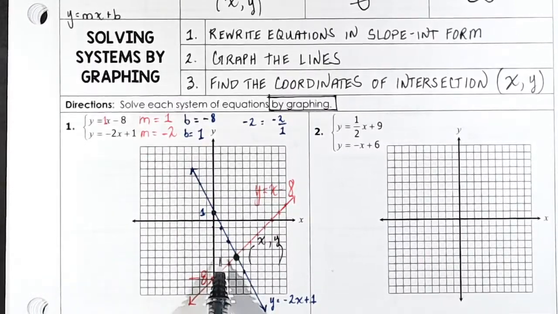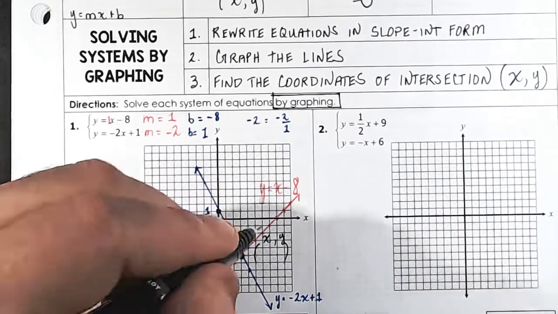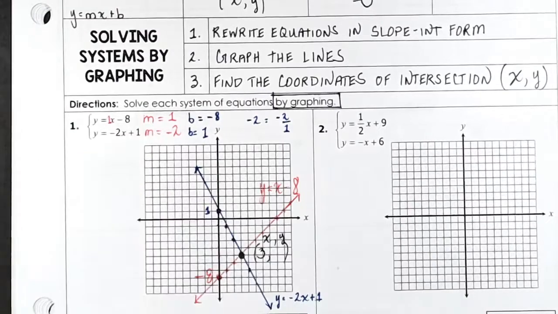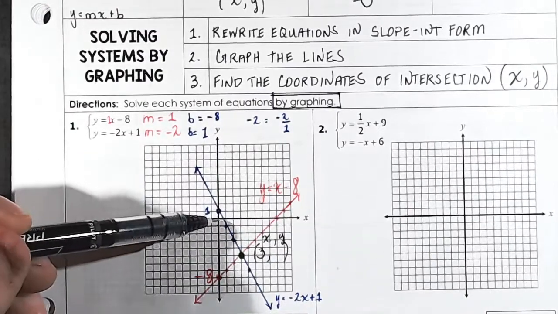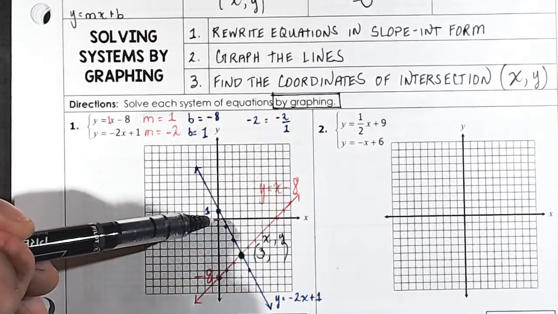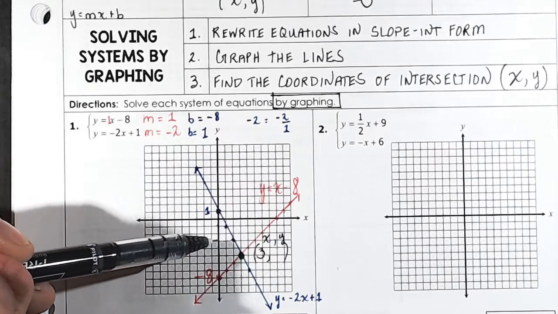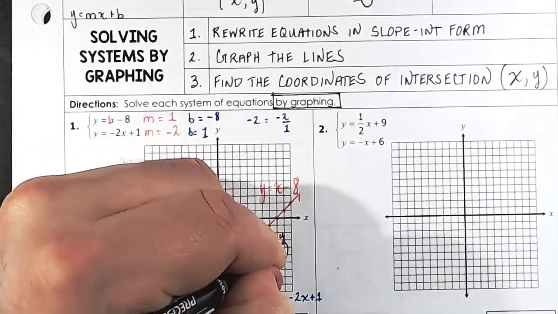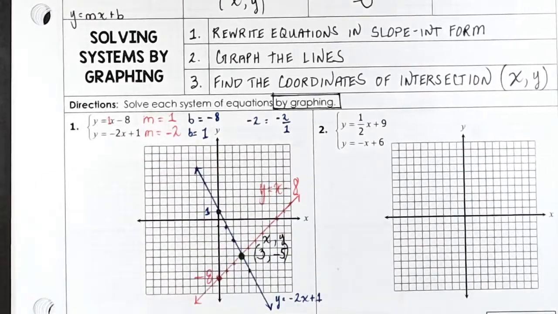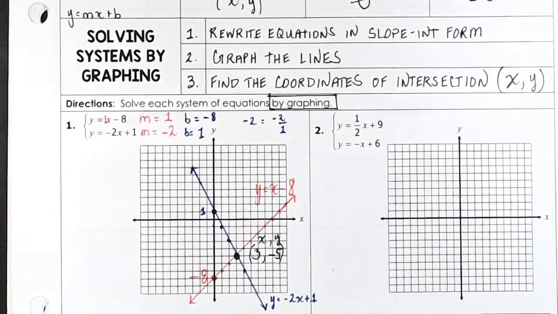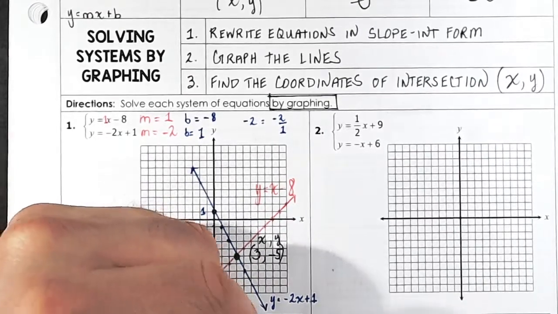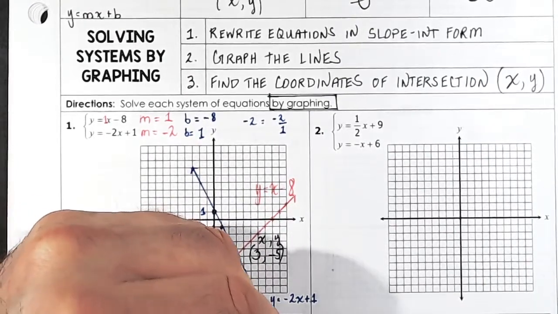Well, that's 1, 2, 3. So it's on the x-axis, it's at 3. And where is it on the y-axis? Well, starting at the origin, I'll count down rows, 1, 2, 3, 4, 5. So it's at negative 5 on the y-axis. So the solution to this system of linear equations is the point (3, -5).